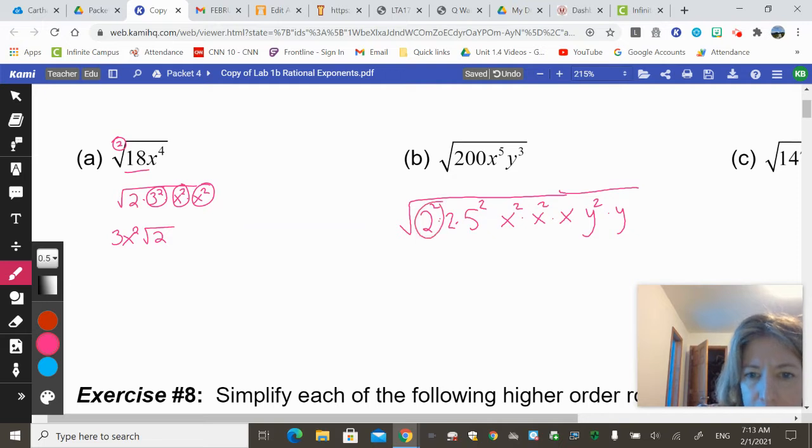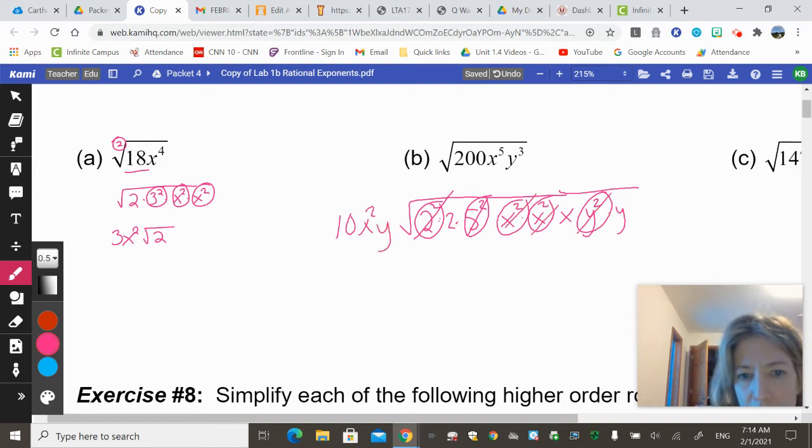And then anything that has a squared value with it comes out. So I have 2 times 5, which is 10. And then I have x squared y. So my final answer would be 10x squared y, and then the square root of 2xy would remain.